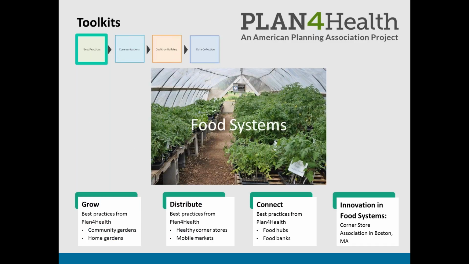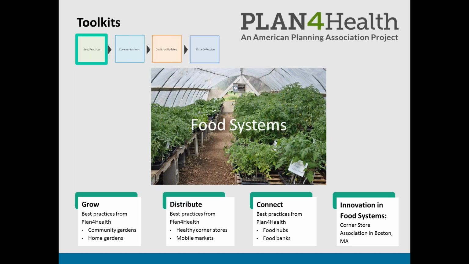So as I mentioned, there's a food systems toolkit, an active living toolkit, and a health in all planning policies toolkit. And this is just a bit of a snapshot of what's included in the food systems toolkit. So in terms of the best practices, we have a grow category, which includes community gardens and home gardens, as well as more on the distribution side, information about lessons learned from Plan for Health coalitions working on mobile markets and healthy corner stores, and then really thinking about how they've made connections across their communities.